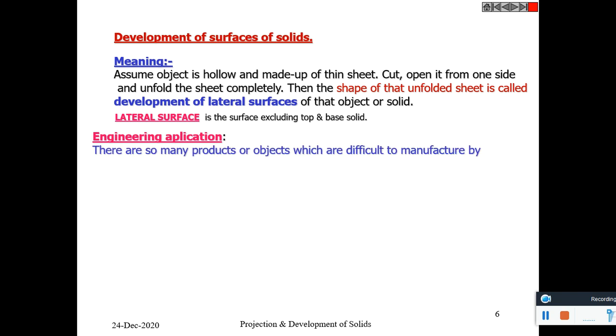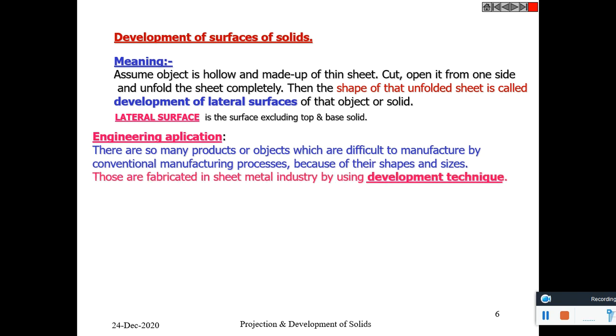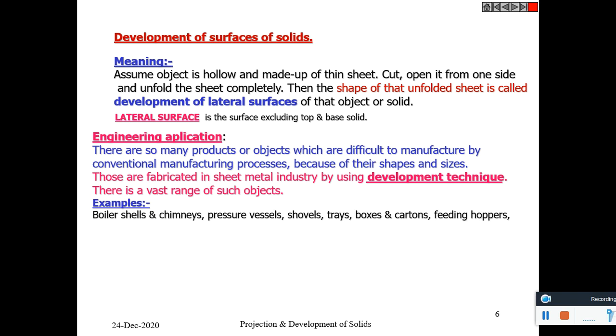There are so many products or objects which are difficult to manufacture by conventional manufacturing processes because of their shapes and sizes. Those are fabricated in the sheet metal industry by using development techniques. There is a vast range of such objects, for example, boiler shells, chimneys, pressure vessels, shovels, trays, boxes, curtains, feeding hoppers, large pipe sections, body and parts of automobiles, ships, aeroplanes, and many more.